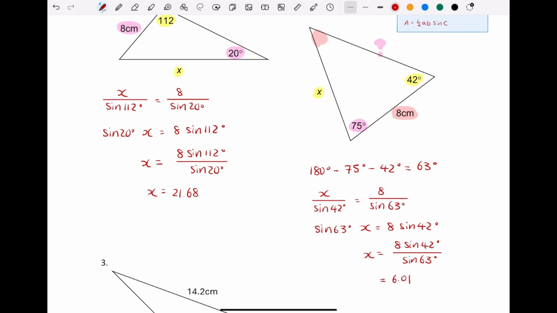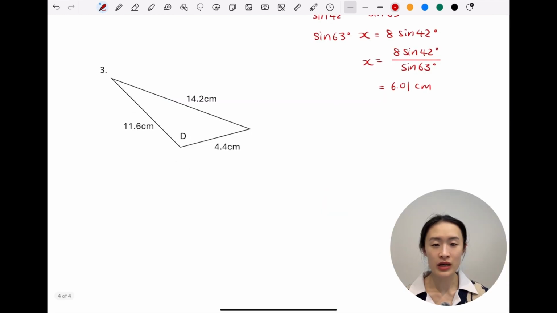Okay, now moving on to the third question. Again, I'll label each side. We can see that D and 14.2 is a pair of opposite angle and side. However, we are not given enough information to work it out. We need to work out the angle, and we don't have any other angles to help us. So what we need to do in this case is to use the cosine rule. Now, from the formula we know we have side a and its opposite angle, capital A. So I'm going to call this angle D the capital A, and its opposite side the small letter a.